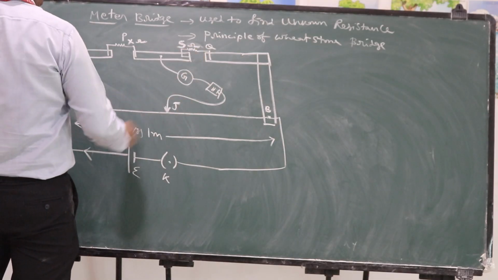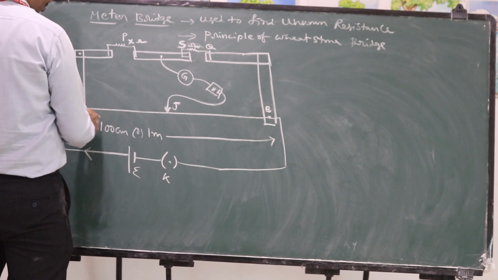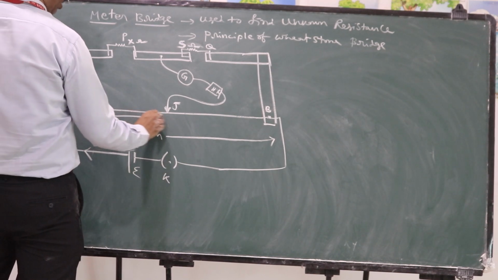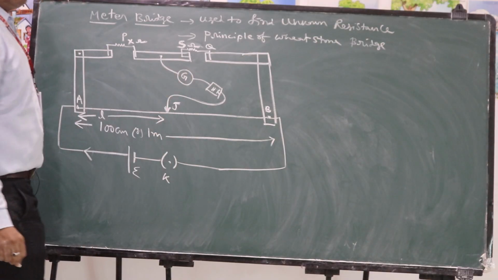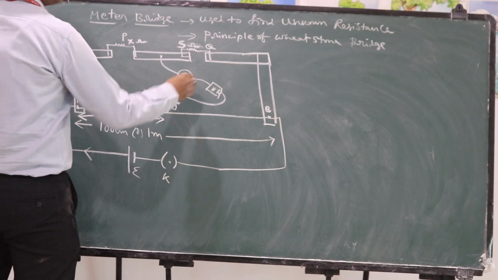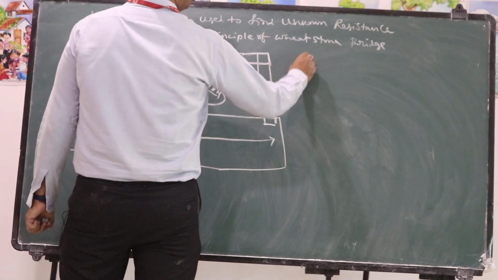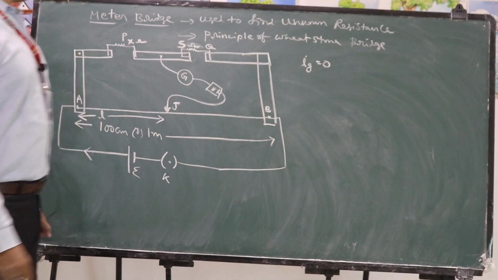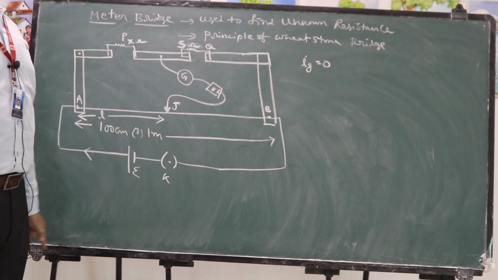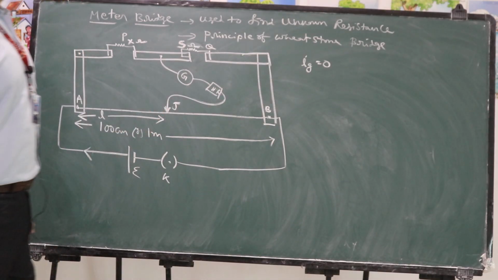But by changing the position of the jockey, at a particular position, suppose at a distance L from A, the deflection in the galvanometer becomes 0. That means the current passing through the galvanometer becomes 0. Such a point is called the balancing point.